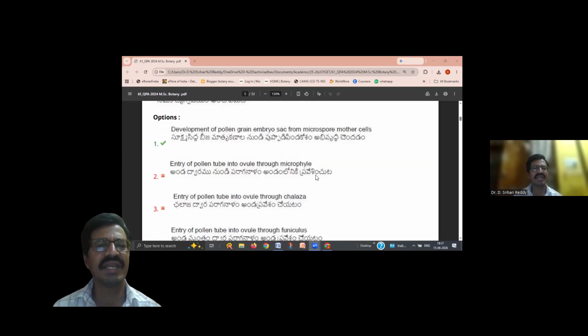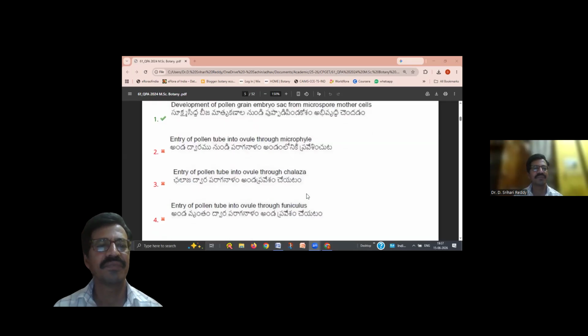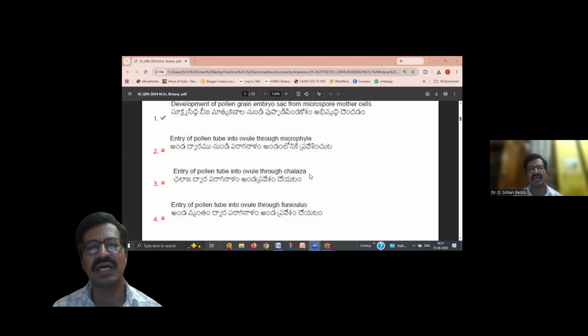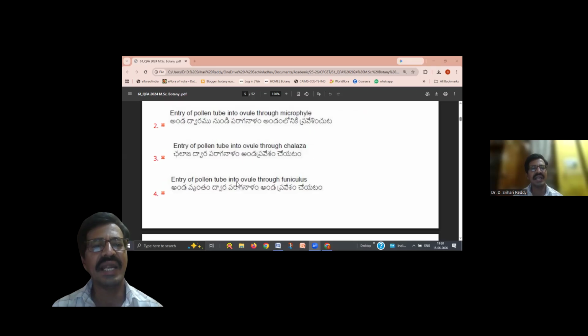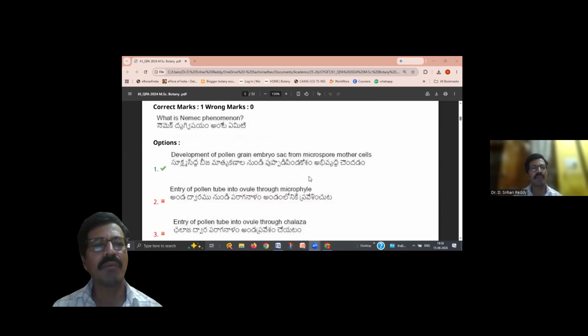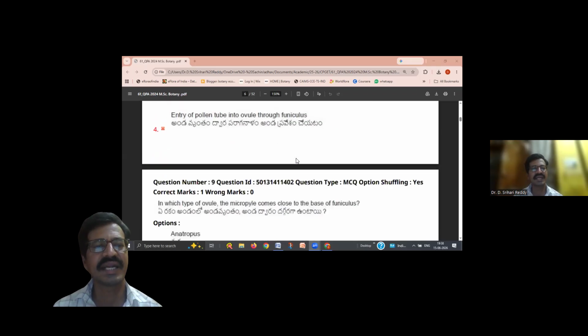And the other options: entry of pollen tube into ovule through micropyle, that is called porogamy. That is not the right answer. Entry of pollen tube into ovule through chalaza, that is called chalazogamy. That is also not the right answer. And entry of pollen tube into ovule through funiculus, that is also not the right answer. So the right answer is that Nemec phenomenon is related to the appearance of the pollen grain just like an embryo sac.